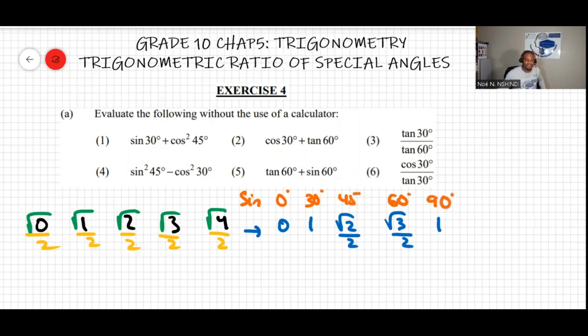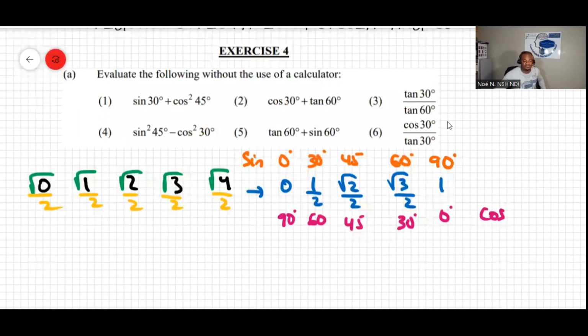And then if I need the cos, I'll write cos here, and then the values are like 0 degrees in descending order. So it's going to be 0 degrees, 30, 45, 60, and 90 degrees. So it's going to be this way, descending order. Now I can start solving my problem. Okay, now let's start answering the question.